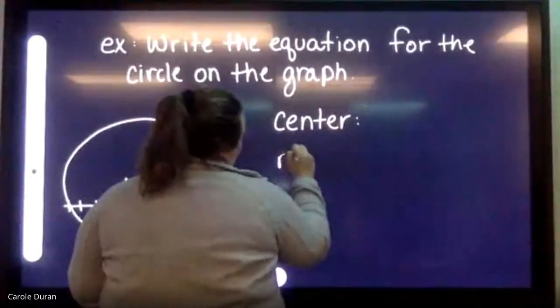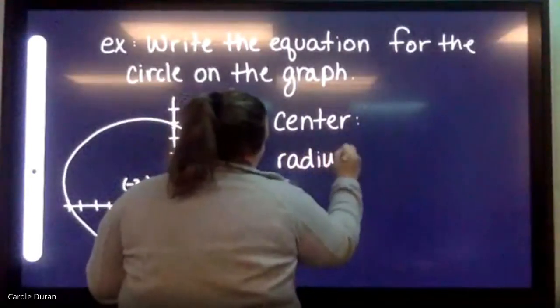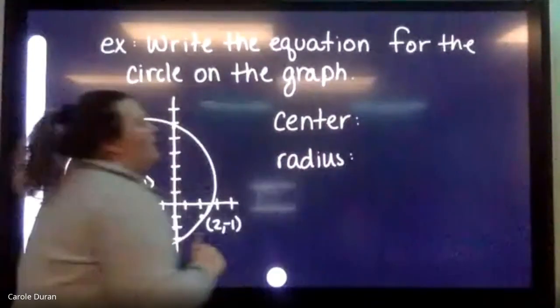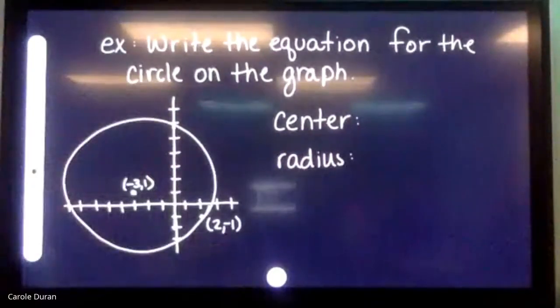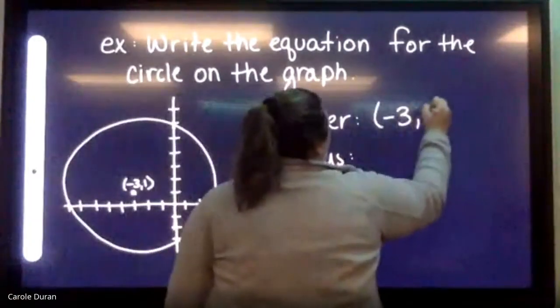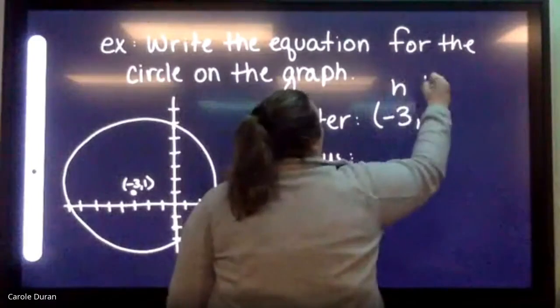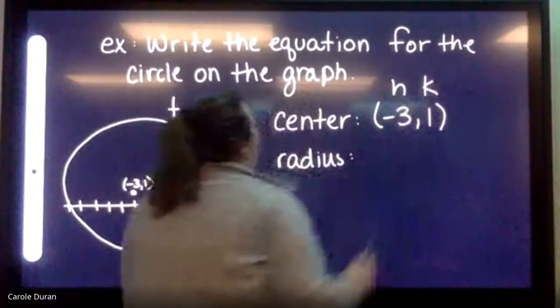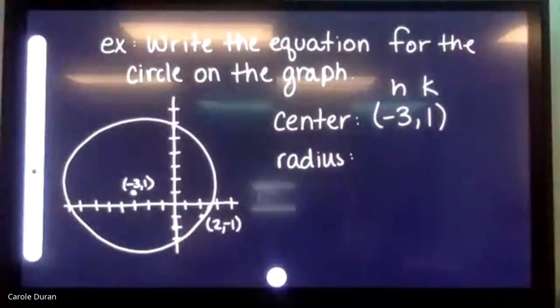So now I need that distance. Do I know the center of my circle? Yes, it's -3, 1. Some people also find it helpful to put the h above the x coordinate of my circle and the k above the y. That way you remember that's what those values are.